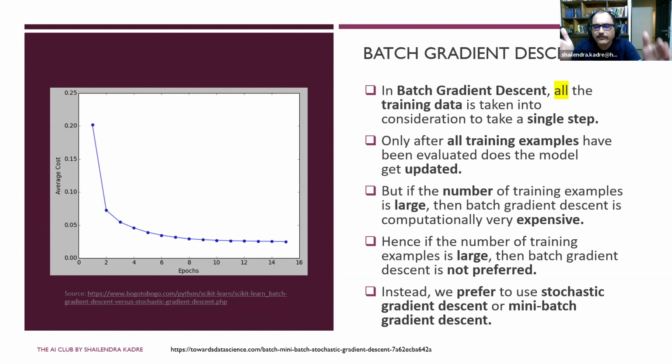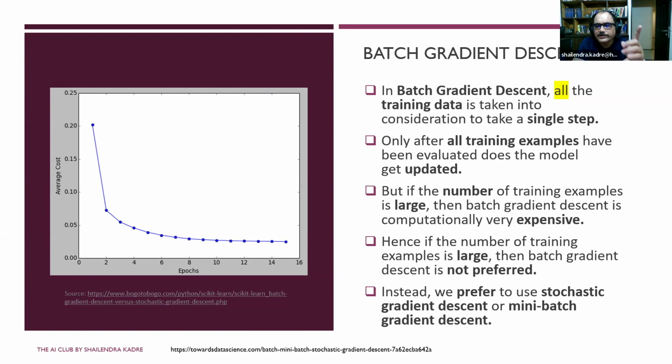Okay, so when your number of points is small, you can go for batch gradient descent. So what is batch gradient descent? We calculate the gradient for all the full training data. If you have 1,000 observations, we'll calculate the partial derivative for all the 1,000 points, calculate the average, and do one update. Right? So this is batch gradient descent.